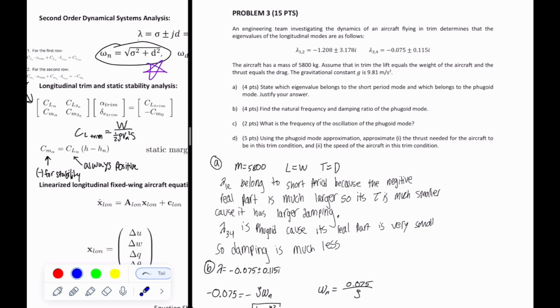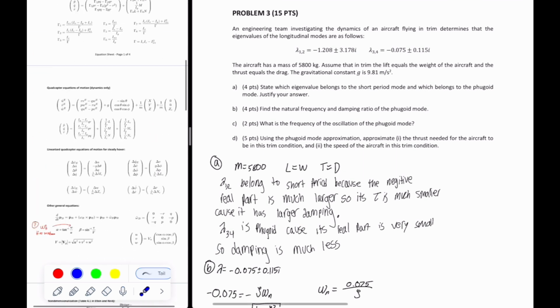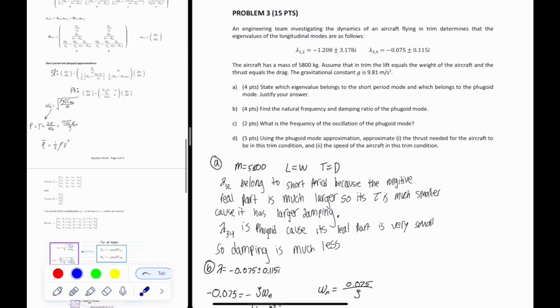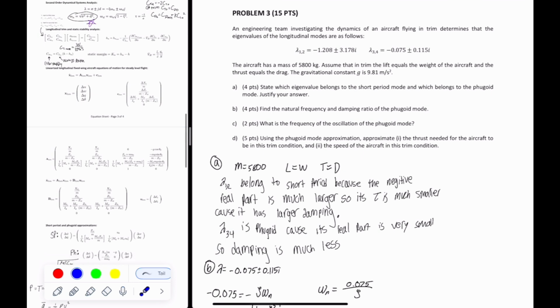So this is actually a really important question, and they're probably going to ask this on exam 2 for longitudinal stability. It's analyzing the eigenvectors of the longitudinal matrix, which is this whole matrix right here.